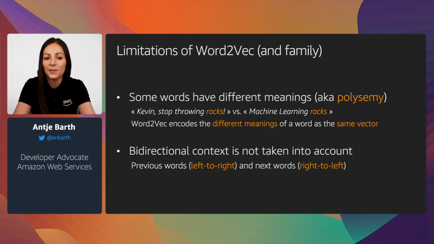Also, another limitation is that the bidirectional context is not taken into account. Meaning, if you're reading a sentence left to right, you know the previous words, and reading the sentence right to left, you know the next words, this is building up this bidirectional context. And those algorithms don't have that visibility. So they're either reading from left to right or from right to left, but not both at the same time.